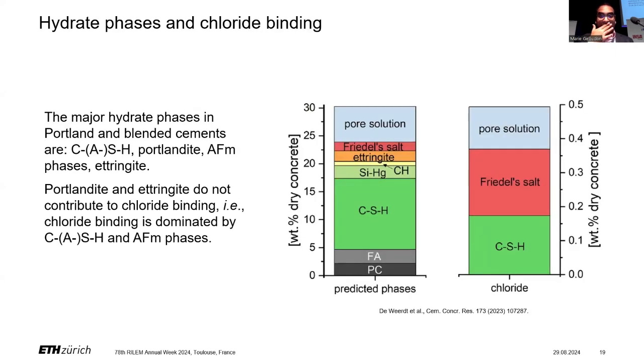So we know the major hydrate phases in alkali-activated slags as well as in blended cements. We've got the C-S-H phase, we've got AFm phases, possibly stratlingite, and in Portland cement-based systems, a bit of portlandite. We also know that portlandite and ettringite do not contribute to chloride binding, at least that's what the literature data says. And the chloride binding in these particular materials is dominated by the C-S-H and the AFm phases.